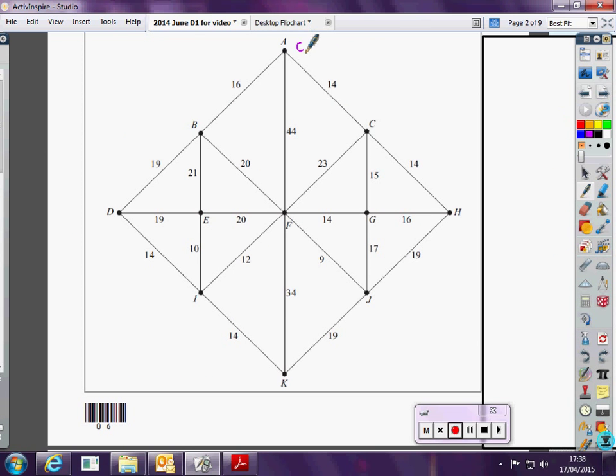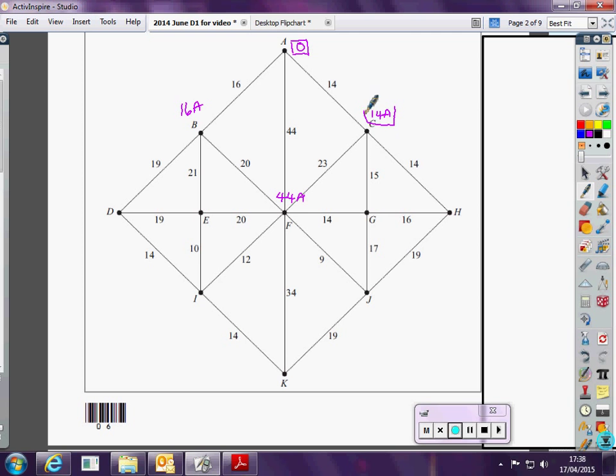So we make A 0 and box it, that's our permanent marker. This is 16 from A. This is 44 from A. This is 14 from A. So the idea is, any permanent vertex you've just boxed the value of, you have to look down every arc or edge and put temporary labels at each of those places, and we indicate where it comes from. So we've got 16, 44 and 14.